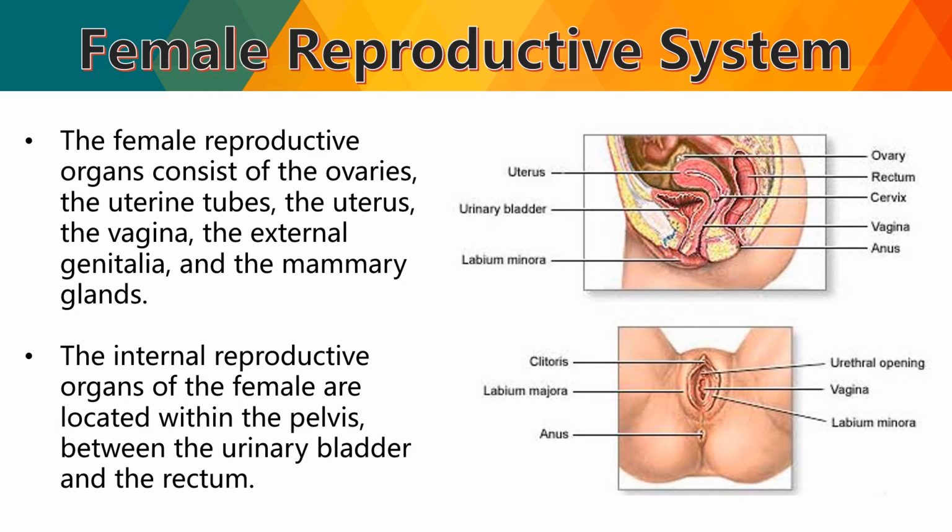So this is now composed of the ovaries, the uterine tubes and the uterus, the vagina, the external genitalia, and the mammary glands. So the internal reproductive organs of the female are located in the pelvis between the urinary bladder and the rectum. So in here, you see the lateral view of the female reproductive system and of course the external parts of the female reproductive system. So let's get into these parts.